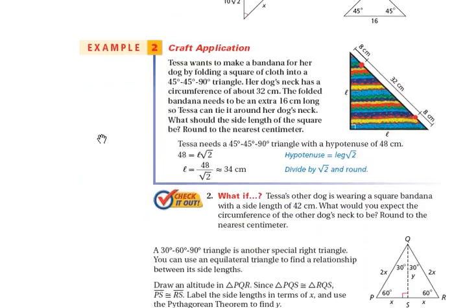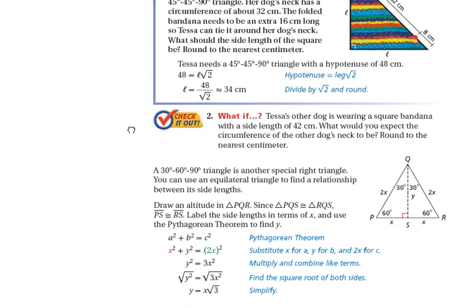Here's just an application problem following the same kind of format, the same rules, same theorem, 45-45-90-degree triangle. And then we look at another situation where we have a 30-60-90 triangle. We can use an equilateral triangle to find a relationship between the lengths of the sides. Again, notice that we're using the Pythagorean theorem here. In this example, we're talking about a 30-degree angle, a 60-degree angle, and then 90 degrees, of course.